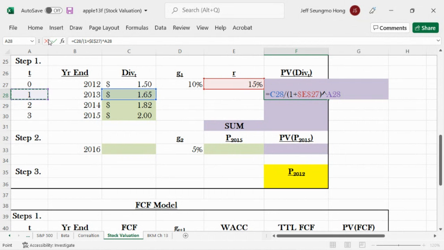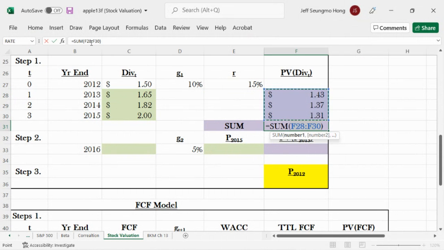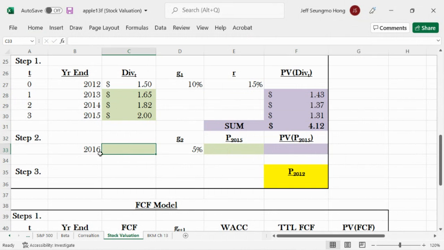Okay, and then if I drag it down, it gives me all the present values of those. And we're going to sum all those present values, which is not a difficult thing. Those sum to $4.12. That is the sum of the present values of all those dividends for the next 3 years. And then from 2016 it's going to go into the slow, constant growth phase.